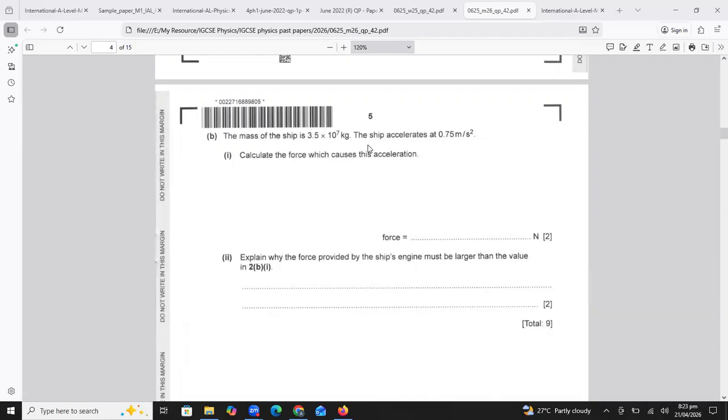In part B, they are saying the mass of the ship is 3.5 into 10 raised to power 7 kg. So now I'm making the data here, students, that the mass of the ship is 3.5 into 10 raised to power 7 kg, and the acceleration of the ship is given, which is 0.75 meter per second square. Now they are asking to calculate the force which causes the acceleration. All right, so it means they are asking to calculate the resultant force. So which formula should I use here, students, to calculate the resultant force?